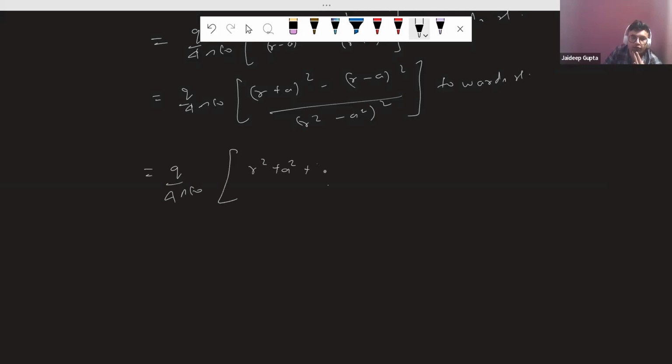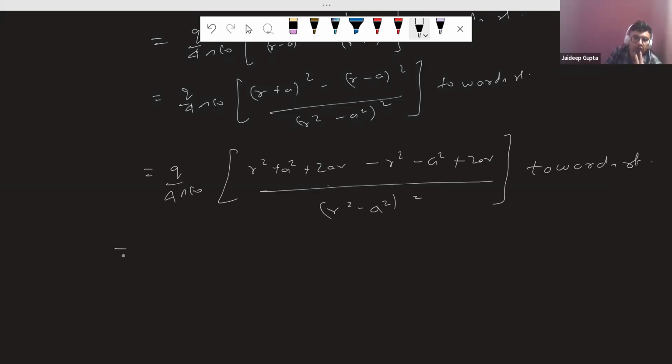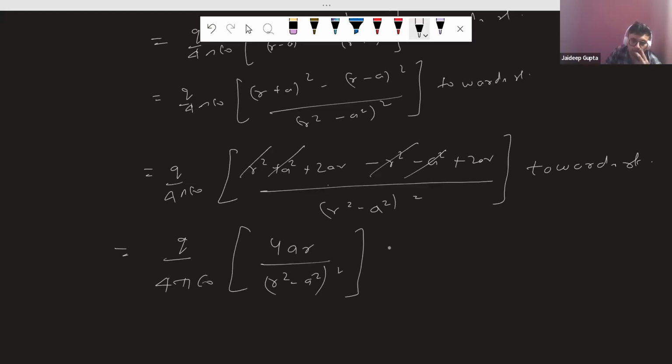R square plus A square 2AR minus R square A square plus 2AR over R square A square whole square. Q over 4 epsilon AR R square A square whole square towards right. Till here, is it okay, Iram?